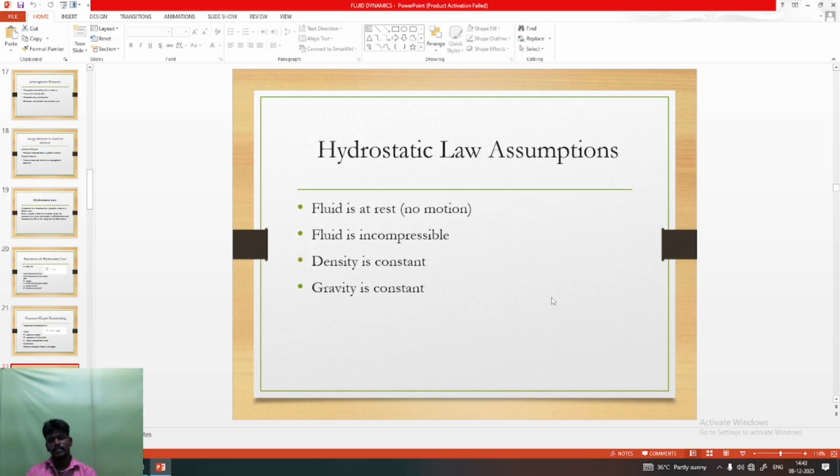Okay. Then the third one is density is constant. Without compression, density does not change, never changes. If the fluid is compressible, definitely the density or volume will change. And also the gravity is constant. Yes, the gravity is always constant.